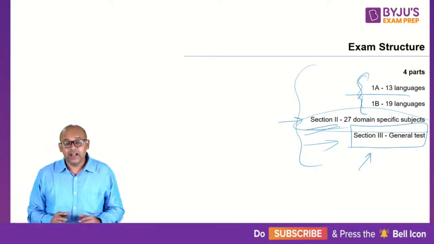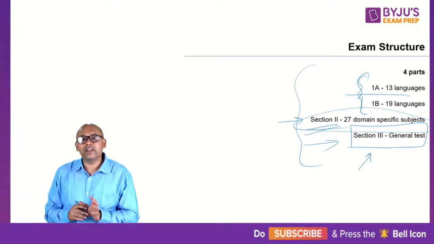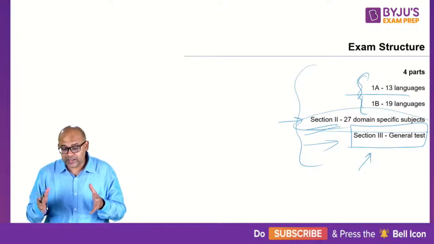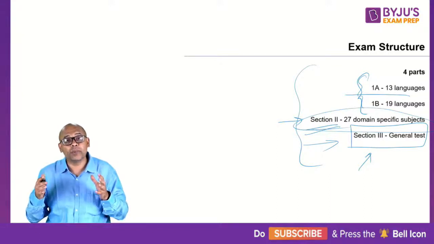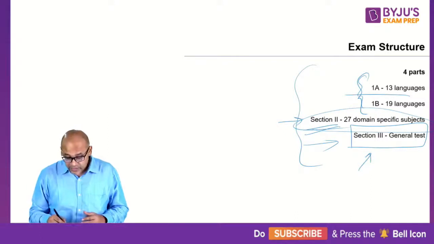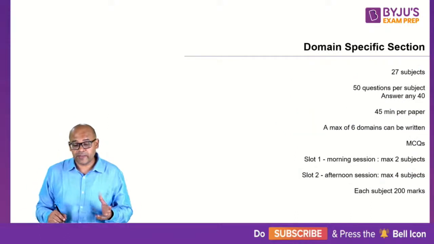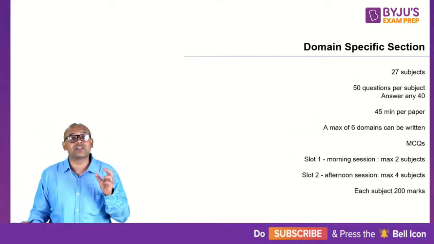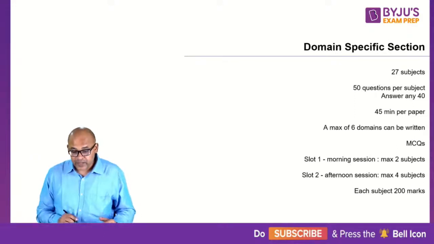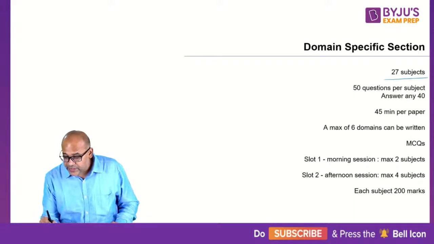So let's move ahead and quickly take a look at what is happening in this section exactly. What are these domains? 27 domains, 27 subjects that are there. But before we get into the names of the subjects, first let's take a look at the structure of each one of these subjects.